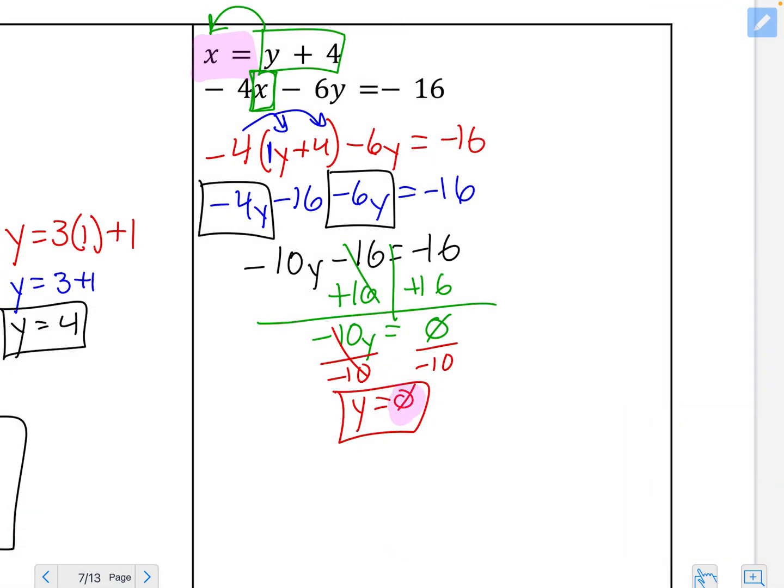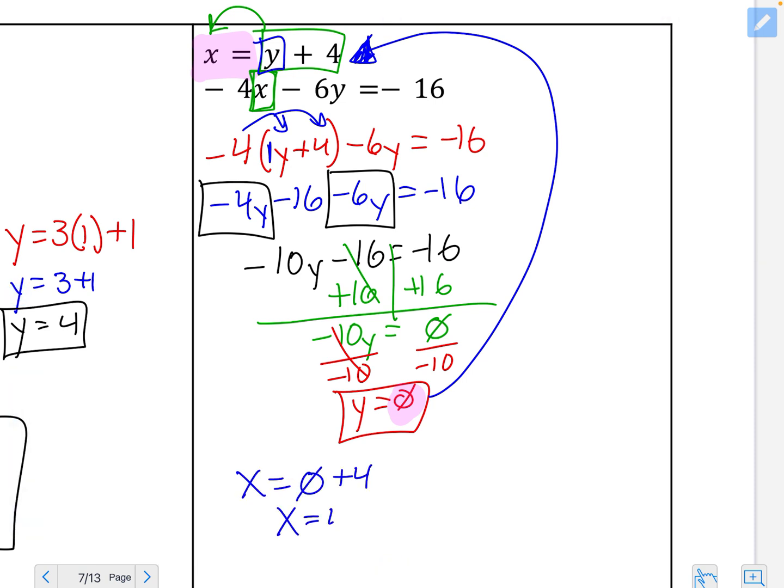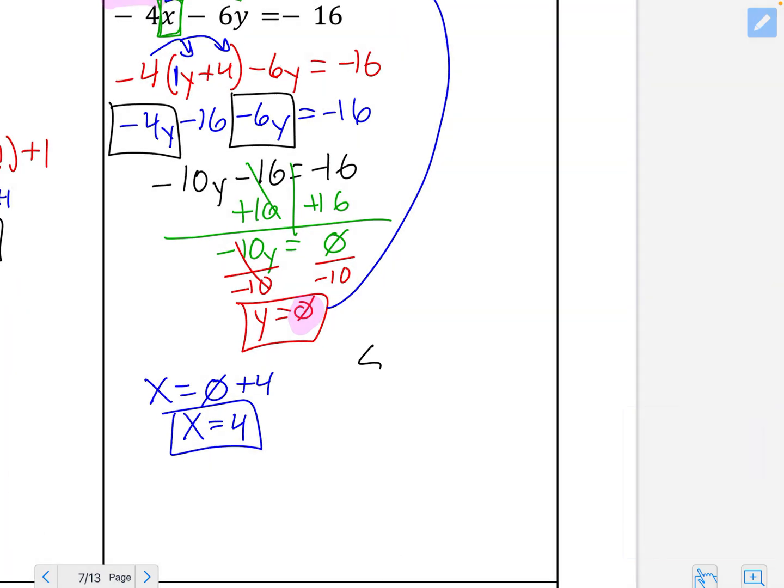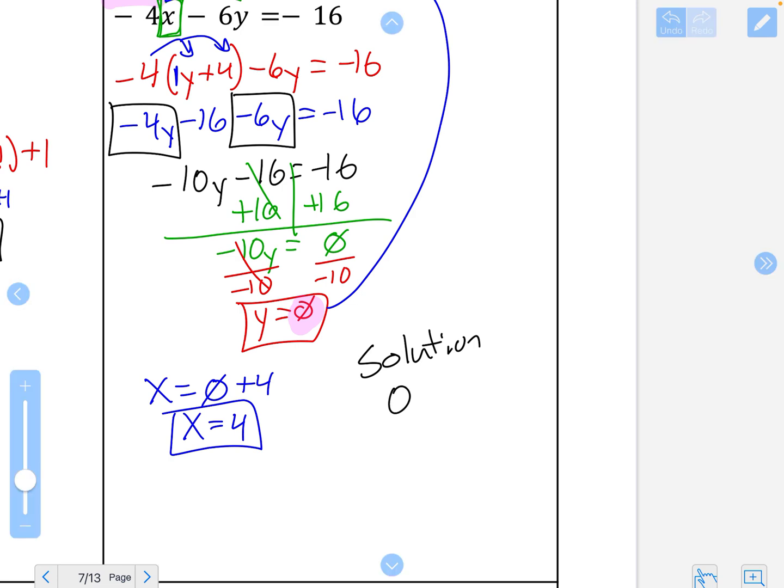I'm going to highlight what comes after my equal sign because that's what I need to plug back in here for my y. So x equals 0 plus 4, and so x simply equals 4. So our solution to this problem is going to be 4 comma 0.